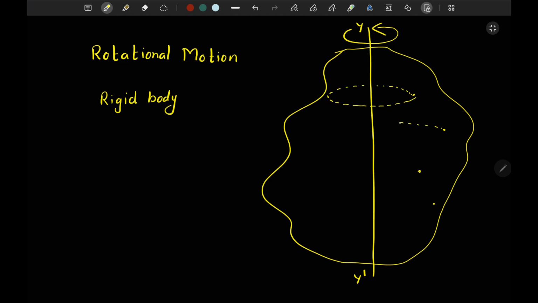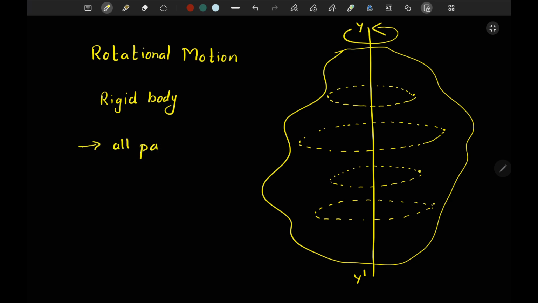During rotation, what we see is that each particle will have its path concentric to each other. So that means in rotational motion, all particles have concentric paths.